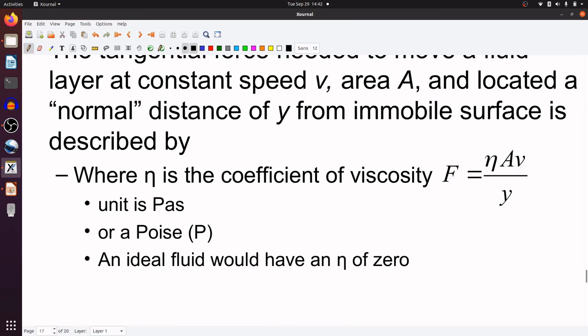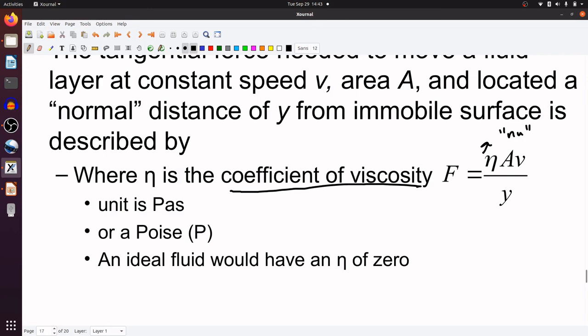Nu is your coefficient of viscosity, so it shows you how viscous something is. A is area, v is velocity, y is the normal distance from the surface. An ideal fluid would have a viscosity of 0, so you wouldn't need any force applied to it. But fluids are not ideal, clearly.